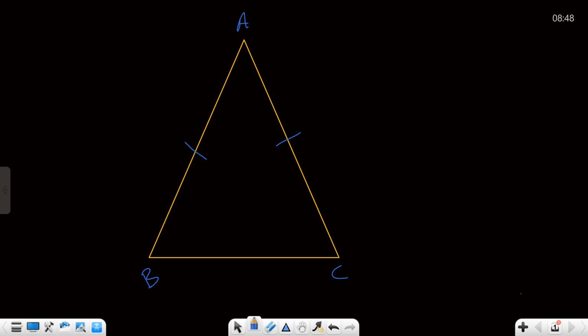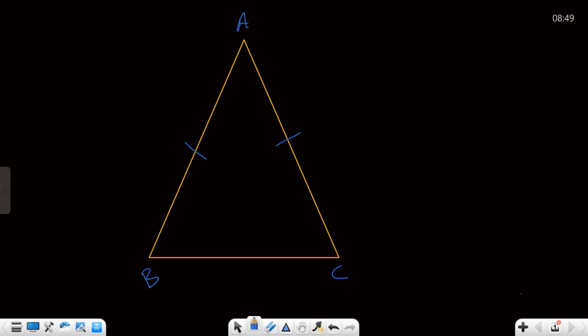The way they'll express that is a couple of different ways. They'll say triangle ABC is isosceles with AB congruent to AC. However, they may also say triangle ABC is isosceles with vertex angle A, or triangle ABC is isosceles with base BC. All of that is saying the same thing, that those two sides are equal.